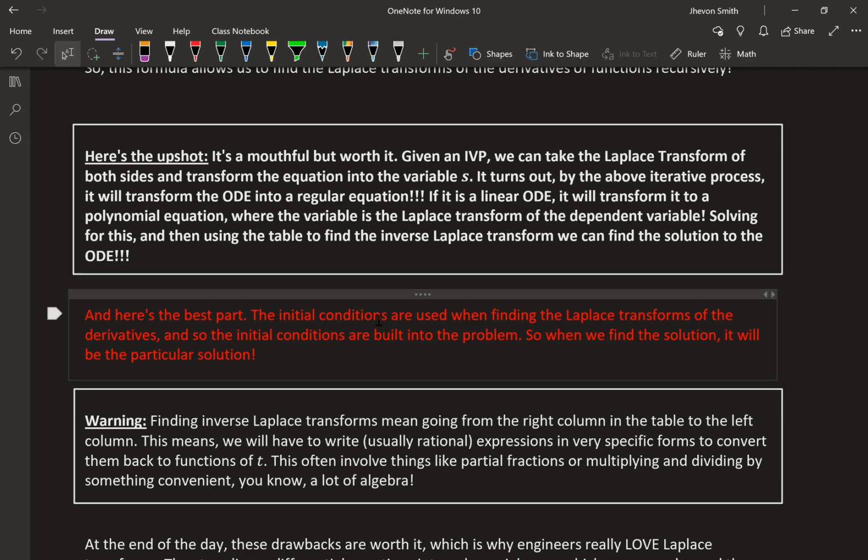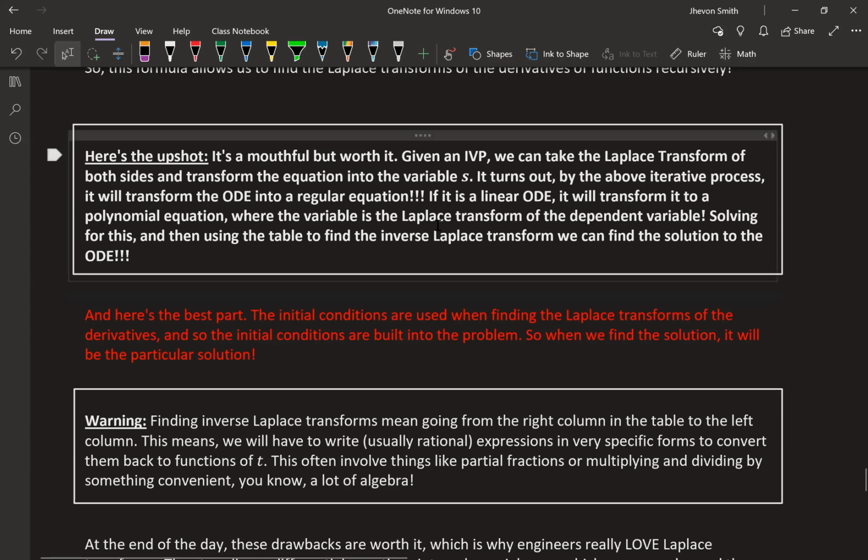So before, when we had to solve ODEs, we had to find the C1s and the C2s and the C3s, etc. Here, if you hit something with a Laplace transform, it eliminates the need to find those guys. So once you take an ODE, an initial value problem, you hit it with a Laplace transform, you immediately get to an answer that is the particular solution. You would never have to go through a general solution.